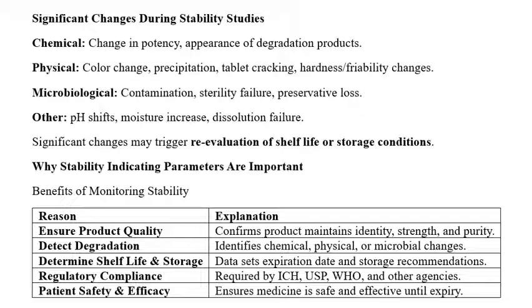Like a change in assay of more than 5% from the initial is a significant change. When there is a significant change, we need to evaluate the stability and confirm whether these significant changes are because of the stability or because of the method. And if because of that significant change the product is not meeting the quality parameters, then we can say that the batch has failed. Significant changes trigger the reevaluation of the shelf life and the storage conditions.